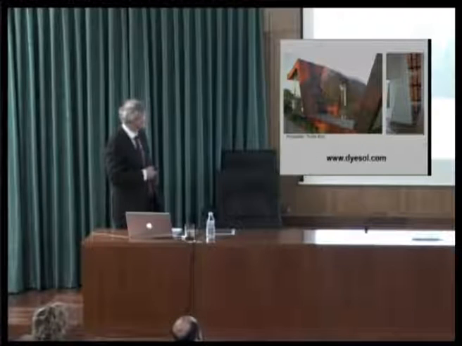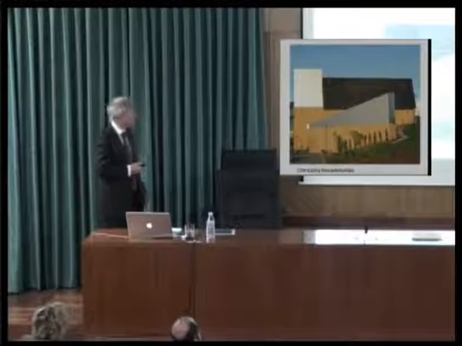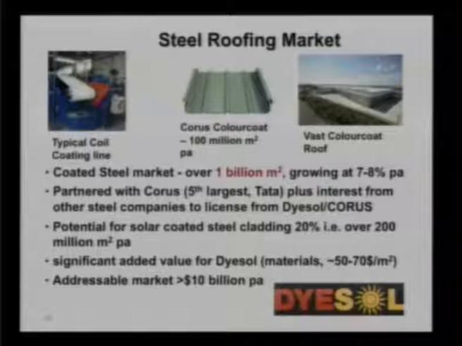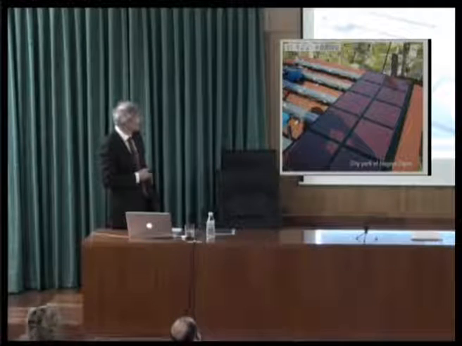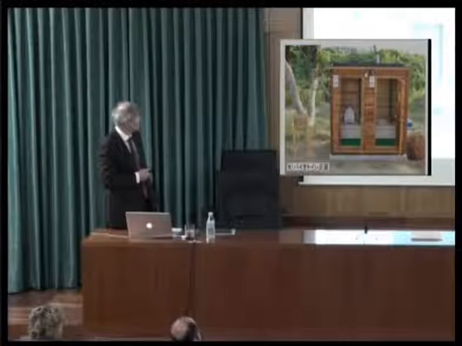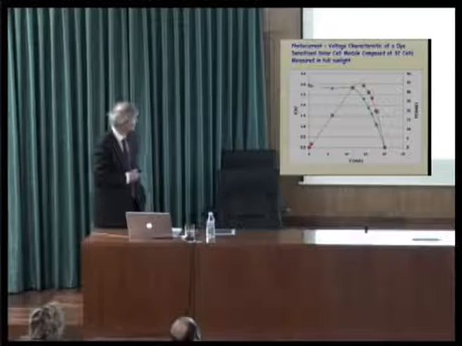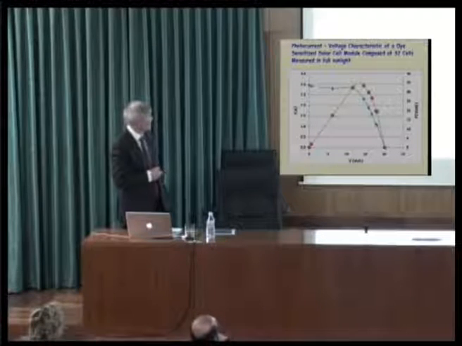And so we have these, I showed you these building integrated cells. A company that is very active is Dyesol in Australia. And you see a roof here in Newcastle. A steel roofing market, they have some business with Corus and some rooftop applications. This is for a very useful building. And I showed you this already. And this is some of the modules. The modules are okay. They deliver 20 volts, 3 amps, no problem.